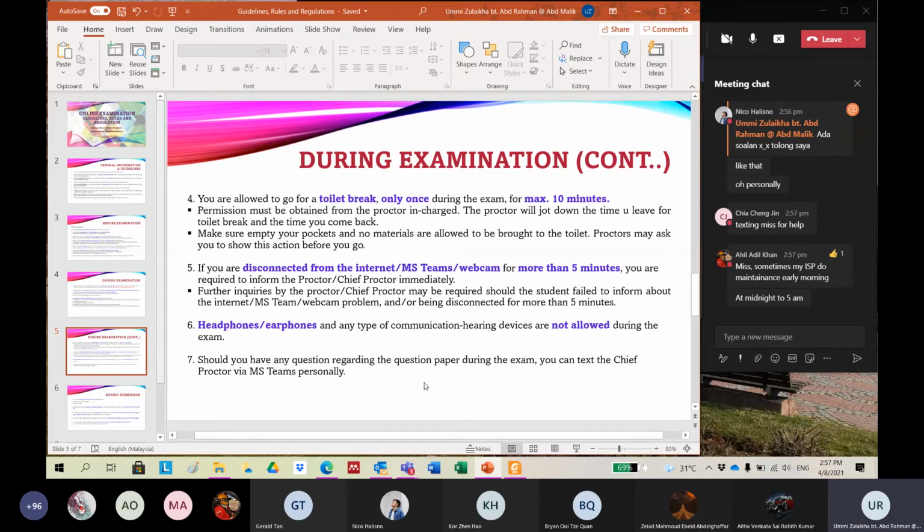If you want to listen to what I say or listen to the announcement, listen from your laptop speaker. Don't use headphones or earphones or any type of communication hearing devices during the exam. Or if you want to use headphones during the briefing, can, but when you start the exam, remove the headphones.